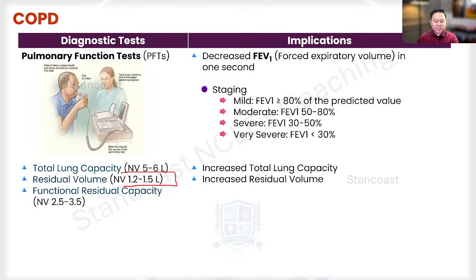So you're just going to instruct the patient to just breathe normally. They don't have to do any deep breathing at all, just normal. So again, this is the amount of air that will stay in the alveoli at the end of a normal passive exhalation. The normal value in a healthy adult is 2.5 to 3.5 liters.